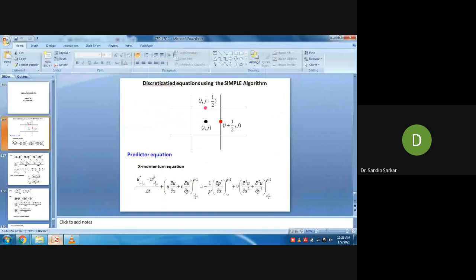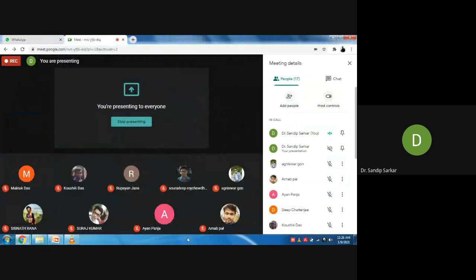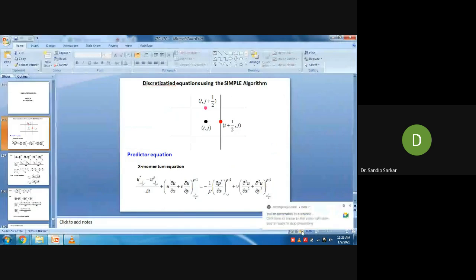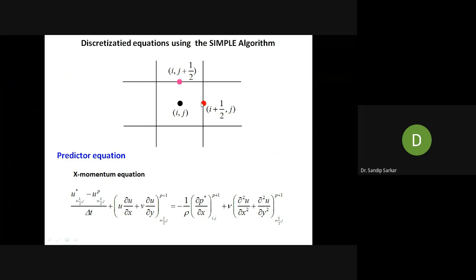So at the face of the cell, you can see this is the face of the cell. This is the grid point for the pressure, which is the ij grid point, P ij. These are the grid points for the velocities. The black grid point corresponds to the pressure. The red grid point corresponds to the u velocity because it is in the x direction, which is at i plus half, j, and the pink grid point corresponds to the v velocity, which is at i, j plus half.